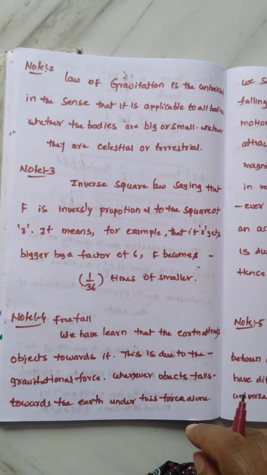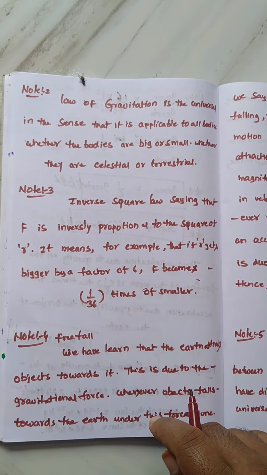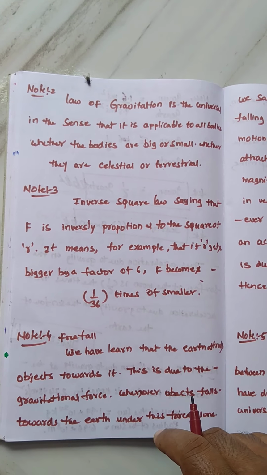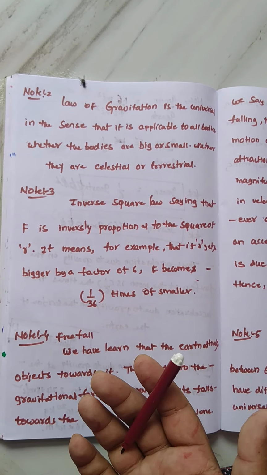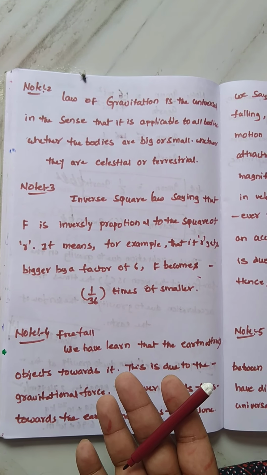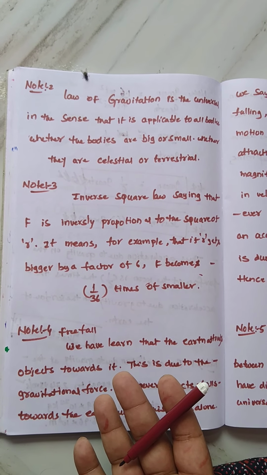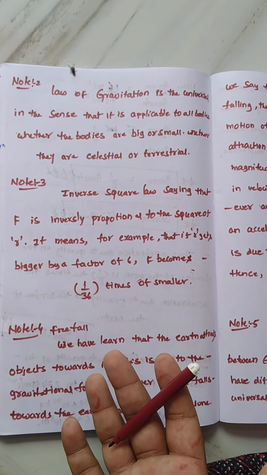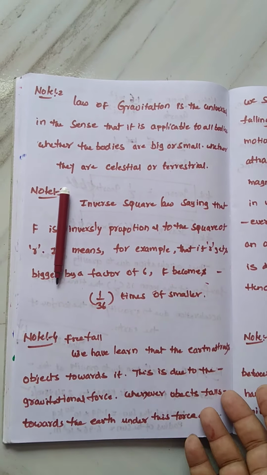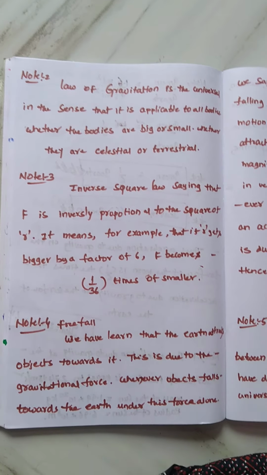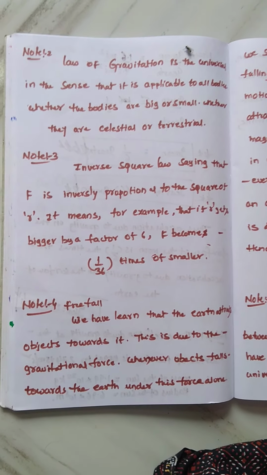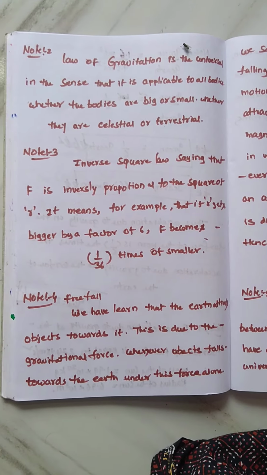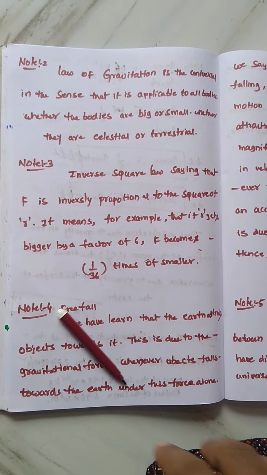Next, free fall. We have learned that the earth attracts objects towards it. We know very well this is due to the gravitational force. See, one simple activity: whenever you can, take a stone, throw it up, and again it will fall. How it will fall, that activity is already given in NCERT. I am not discussing that. It is very small. Because of the gravitational force, every object falls towards the earth, right?